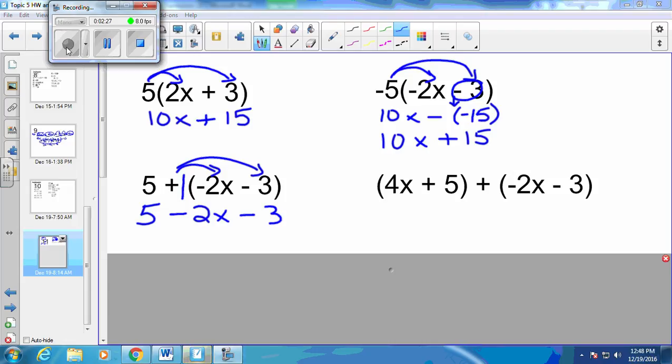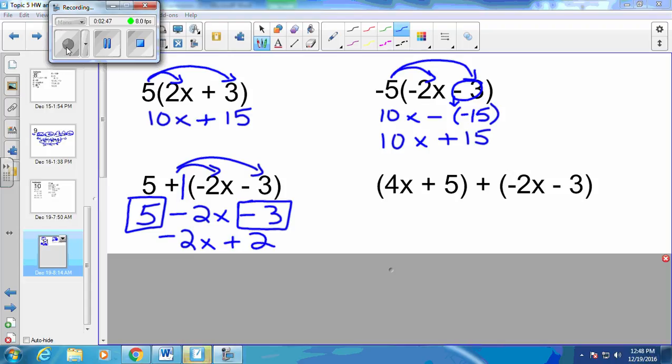So this is not the final answer because I have like terms. I have two constants. I have a 5 and I have a minus 3. If I was to write this in descending order, I would start by putting my variable and coefficient. So I would have negative 2x and then 5 minus 3, which gives me a positive 2.